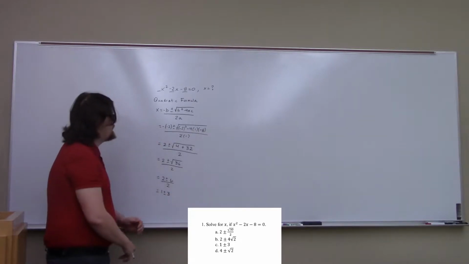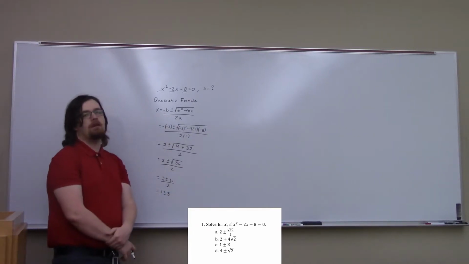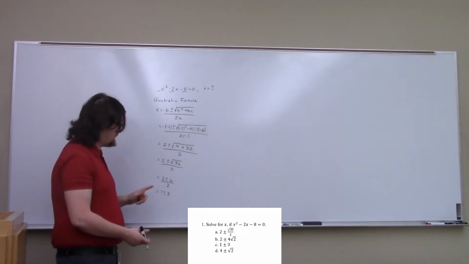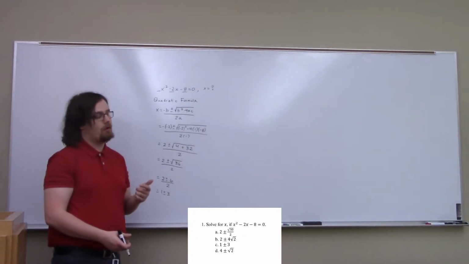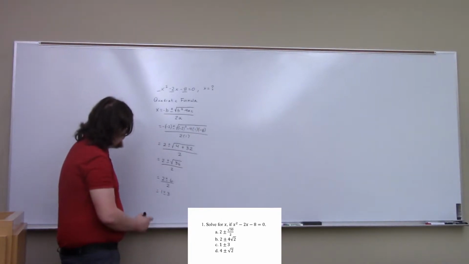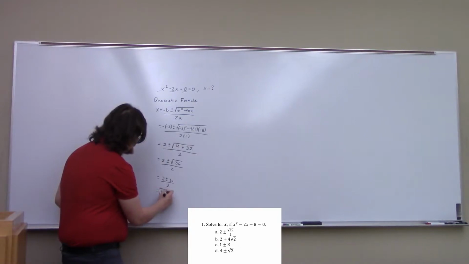Now, I haven't really explained so far what the plus or minus means. The plus or minus indicates that there are going to be two answers. One is going to be 1 plus 3, which is 4. The other is going to be 1 minus 3, which is negative 2. And so this will be our answer.